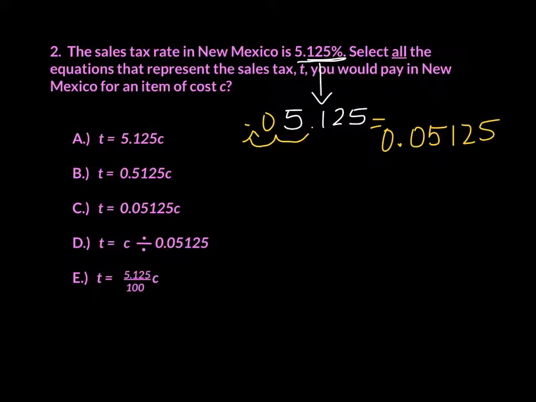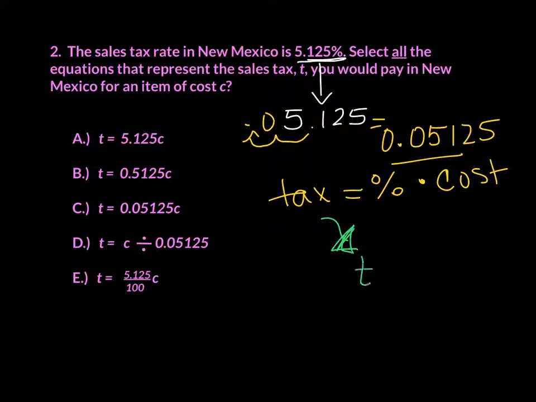Now, we know that our percent is always going to be multiplied times the cost, and that's how we find the tax. So to put that into these terms, that means we're going to have T equals 0.05125 times C, which is the cost. So do any of these look like this? Well, the first one, A, T equals 5 times C. We know that's going to be far too large, so A does not work.